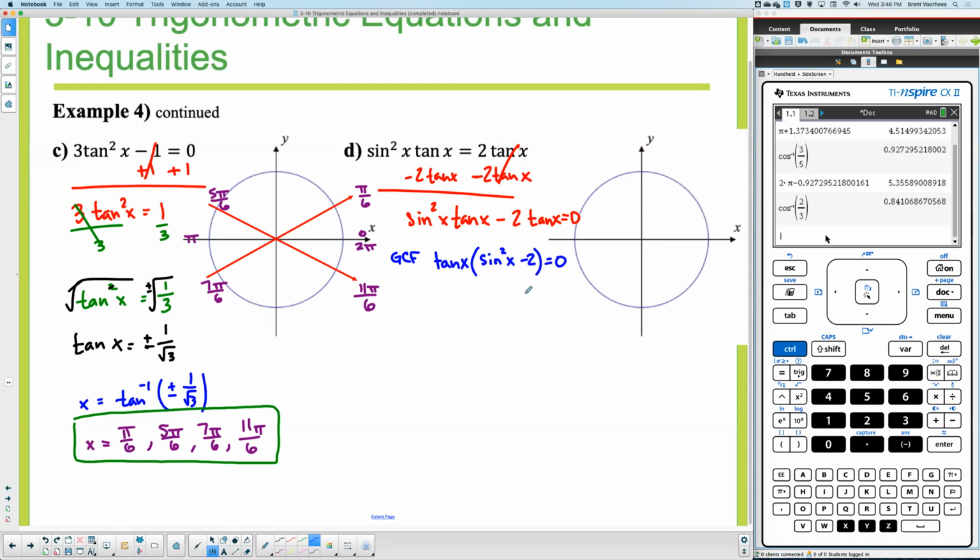Like that. So now I have what we would call a zero product property. A zero product property, algebra 2 tells you if you are multiplying, there's only one way to multiply and get a product of 0, and that is to multiply by 0. And so I can solve each one individually now. I could say tangent x equals 0, or sine squared x minus 2 would equal 0.